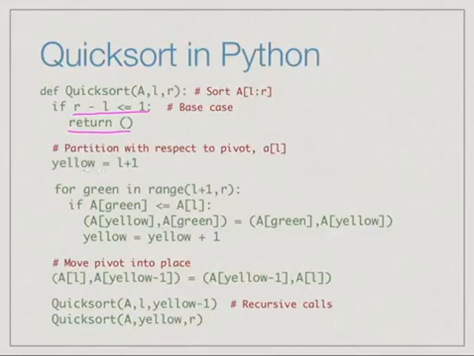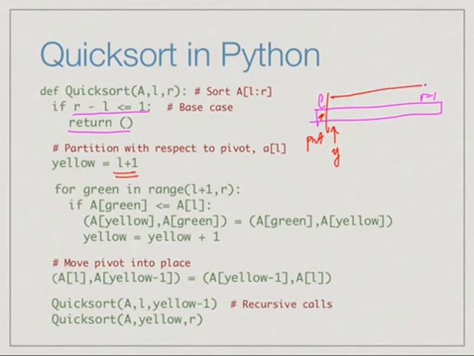So if this slice is 1 or 0 in length, we do nothing. Otherwise, we follow the partitioning strategy we had before, which is that we are sorting from L to R minus 1. The position L is the pivot. So we will initially put the yellow pointer here, saying that the end of the yellow zone is just the pivot, there is nothing there. So yellow is L plus 1. And now we let green proceed.